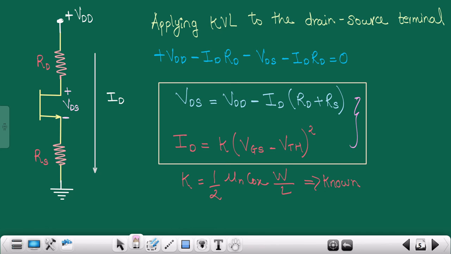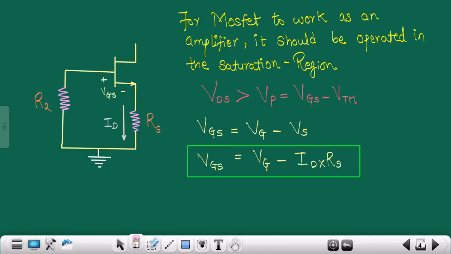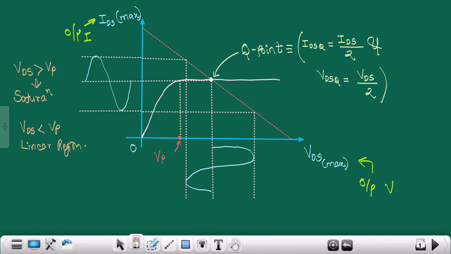What we can check is the Q point, like where our transistor is operating. If our transistor is operating somewhere over here, we'll try to move this Q point slightly towards the right side. If our transistor is operating in this particular area, we'll try to move the Q point somewhere over here. And that's why biasing plays a very important role.